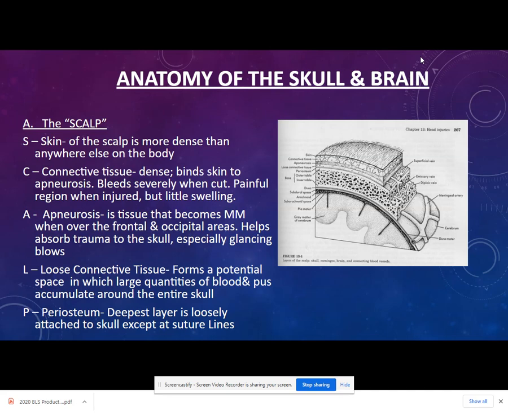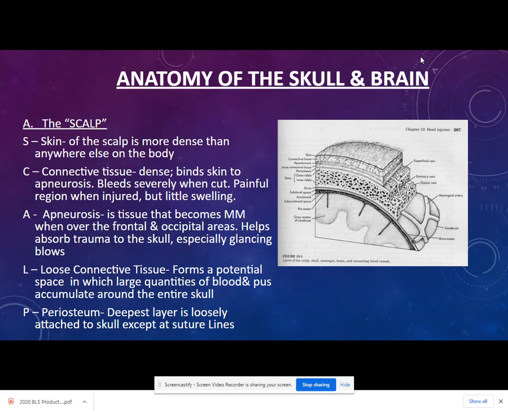When we talk about scalp, it's not just what we think of when we think of the scalp where our hair is. SCALP is an acronym for the different layers that cover our cranium. S is for skin, and the skin of the scalp is much more dense than any other portion of the body. Then the next layer is C, which is connective tissue. And this is super dense, and it binds the skin to the aponeurosis, and it bleeds severely when cut.